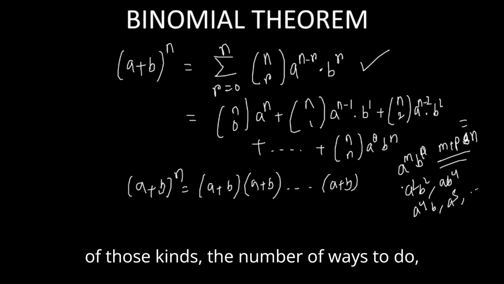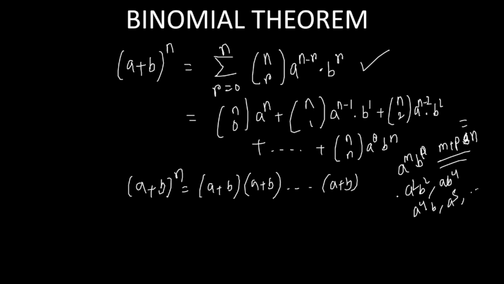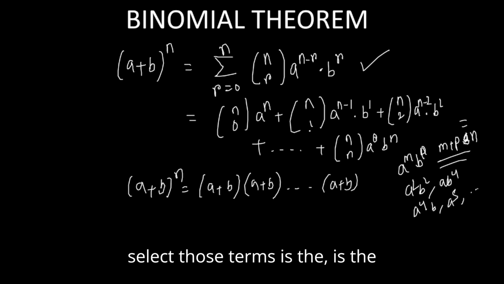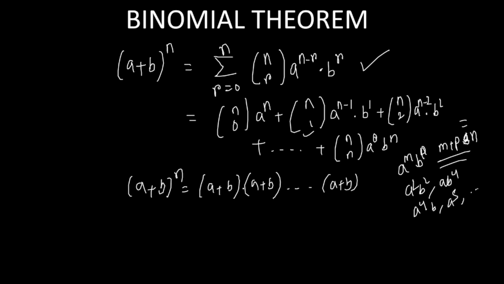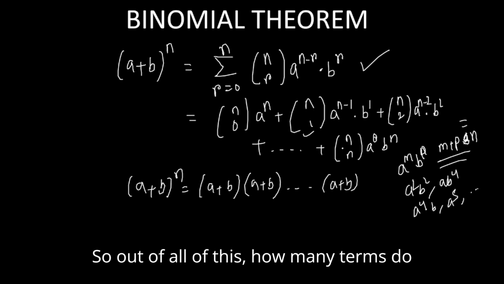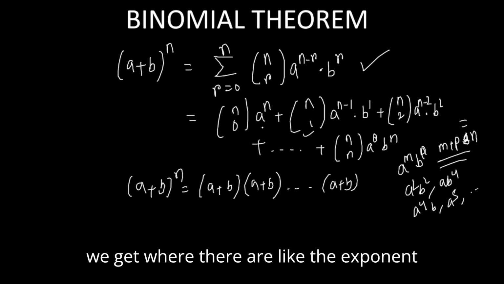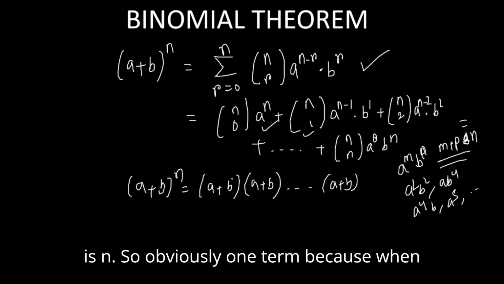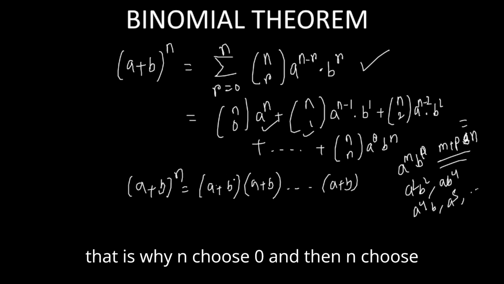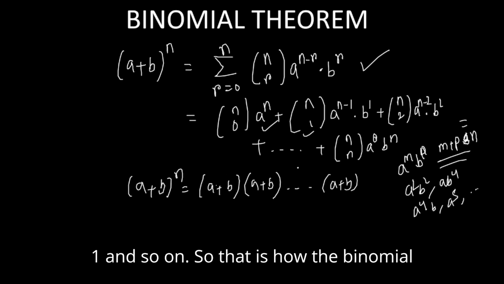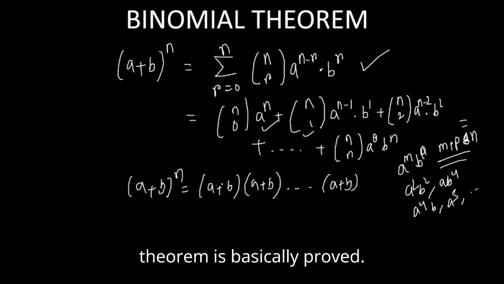And for each of those kinds, the number of ways to select those terms is basically the coefficient of the term, and that is given by these combinations. So out of all of this, how many terms do we get where the exponent is n? So obviously one term, because when you multiply all the a's, you get that. So that is why n choose 0, and then n choose 1, and so on. So that is how the binomial theorem is basically proved.